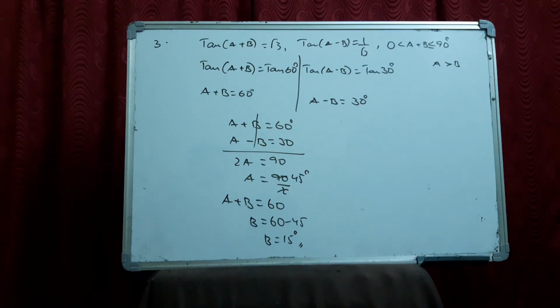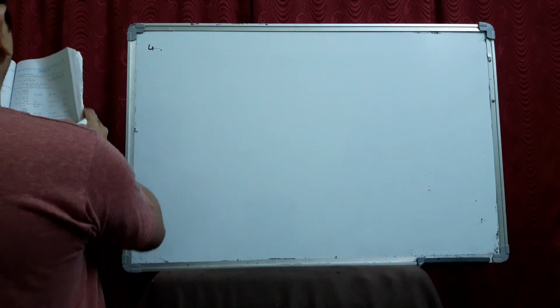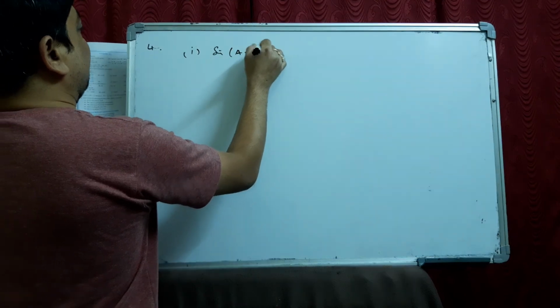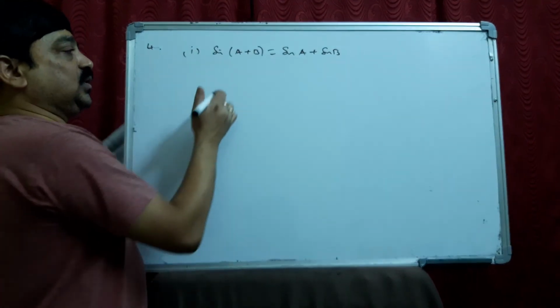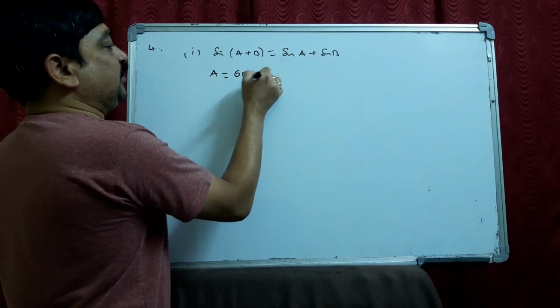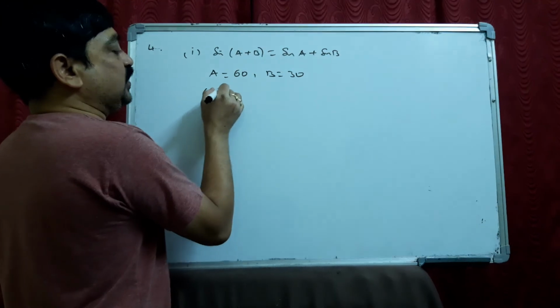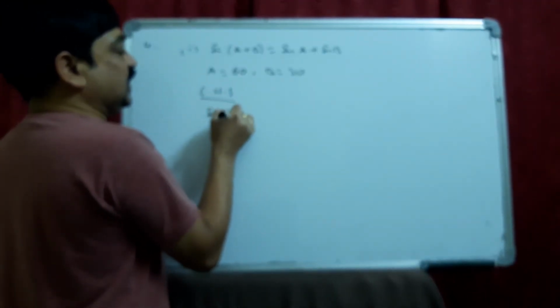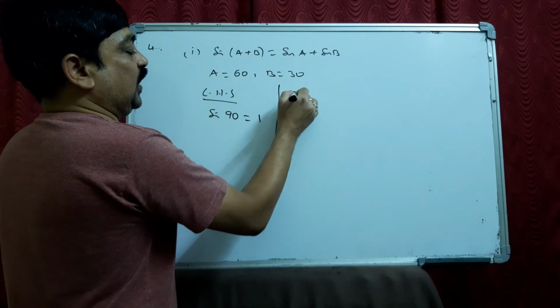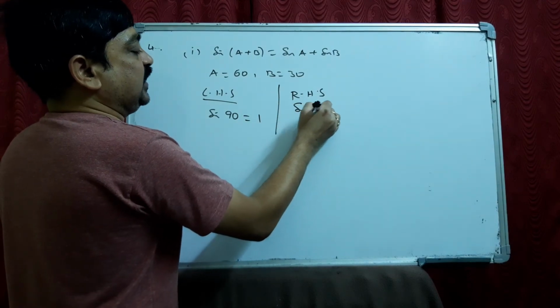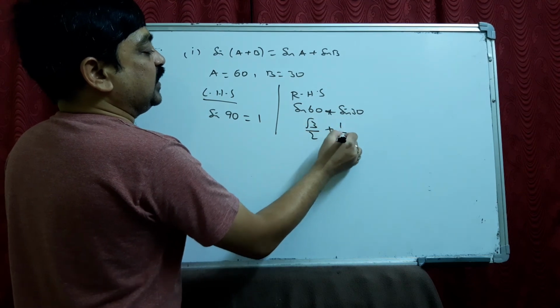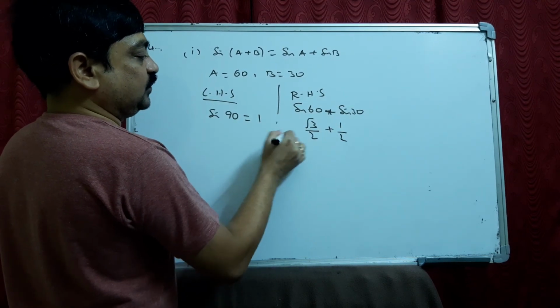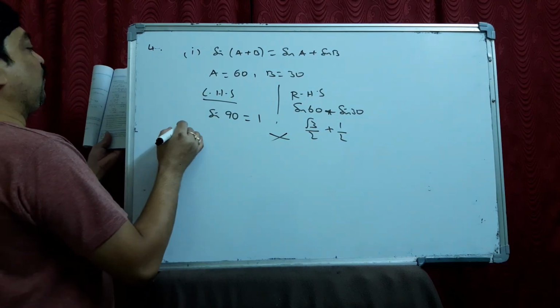Right? See, in the fourth also, true or false questions are there. So first one, sin(A plus B). Is sin(A plus B) equal to sin A plus sin B? Let us check with some values. Shall we check for A equal to 60 and B equal to 30? So what happens to LHS? Sin(60 plus 30) is sin 90, it is 1. What is RHS? Sin 60 plus sin 30. Sin 60 is root 3 by 2, sin 30 is 1 by 2, which is not equal. So the first one is false.